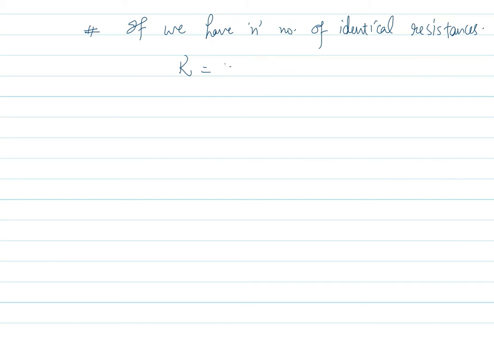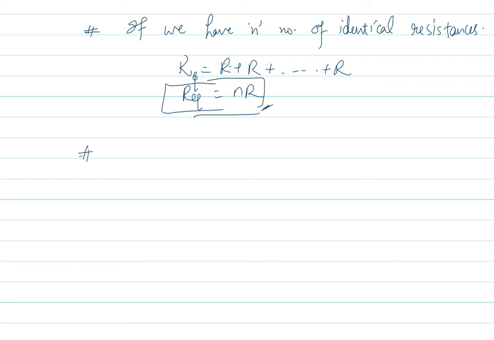So if we have n number of identical resistances, students, what do we get? R equivalent equals R plus R and so on up to n times. So this becomes nR. So you can directly always write it as nR, right?